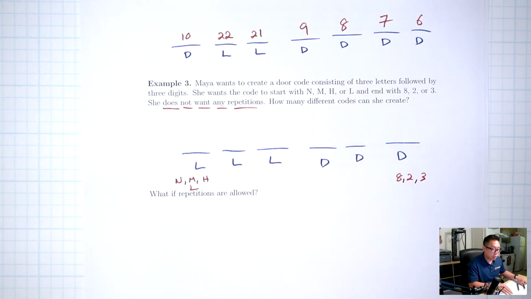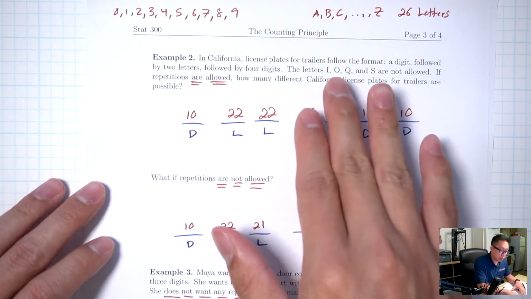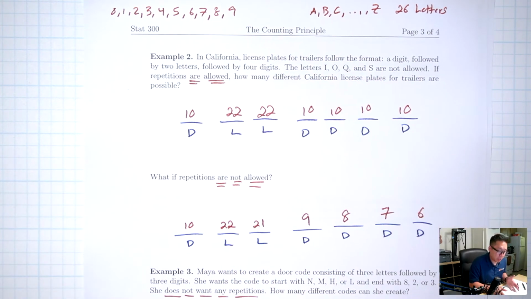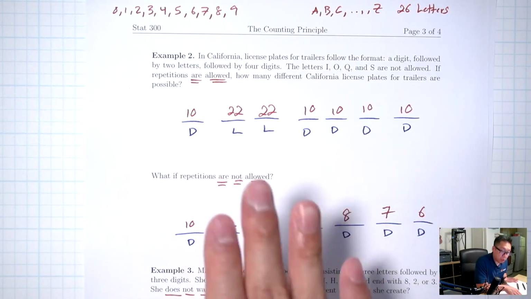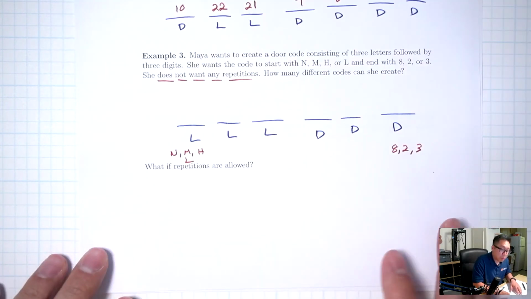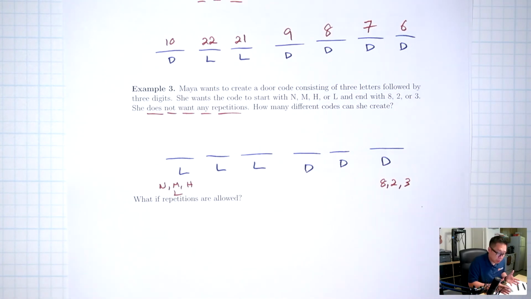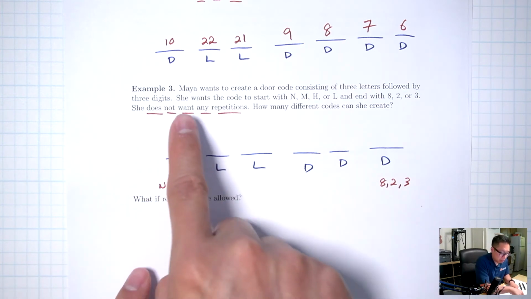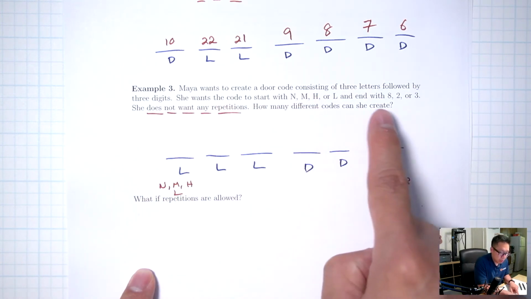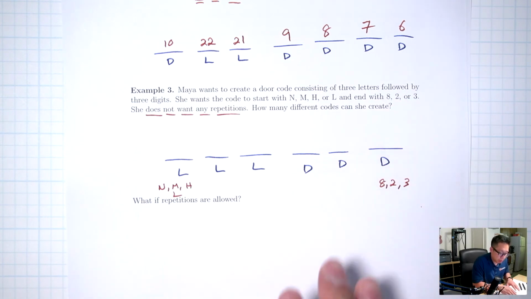So slightly different than example 2. In example 2, I'm telling you the letters I don't want you to use, and that applies to all the letters. In example 3, I'm telling you the letters I want you to use, and it only applies to the first blank and the last blank. So it says she wants to start with this and end with 8, 2, or 3. It doesn't say anything about the other letters or digits.